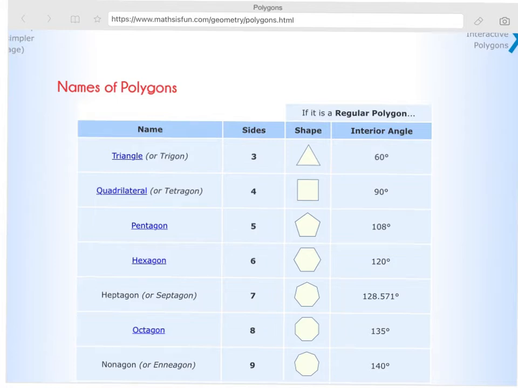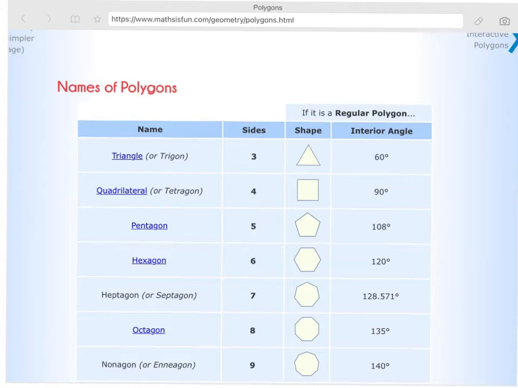If you times the 5 interior angles of a regular pentagon, 108 times 5, you would get 540. And if you do it for a hexagon, 6 120s would give you 720. And then for a heptagon, you would get 7 of that really awkward angle, and that will give you 900. You hopefully should see a pattern there.